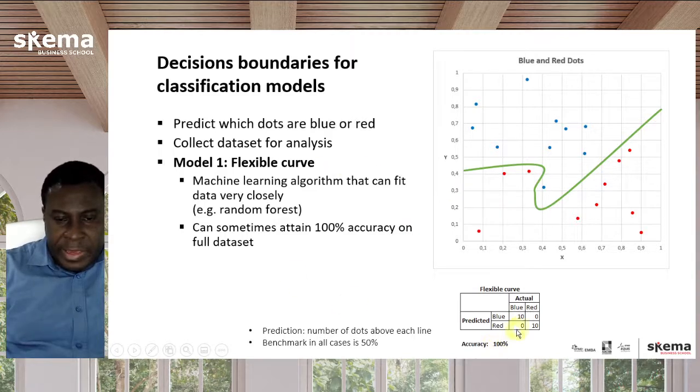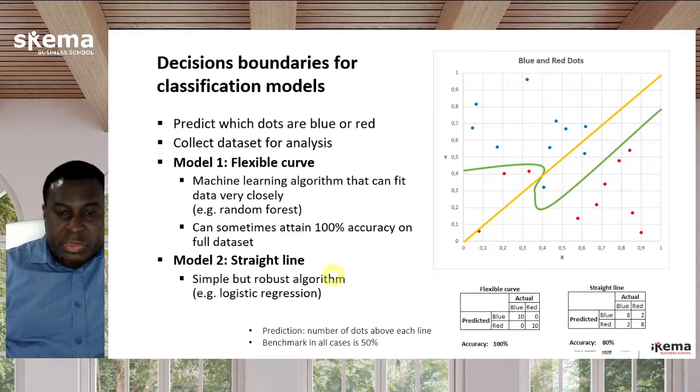So what we have here is a calculation of the prediction accuracy. And we have the actual values of blue and red, and here are the predictive values, and it matches perfectly. 10 actual blues predicted as blues, 10 reds predicted as red. This is 100% accuracy.